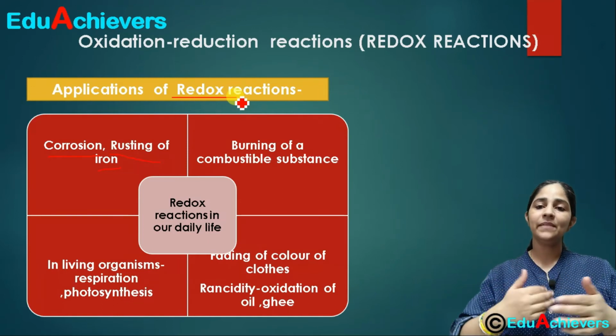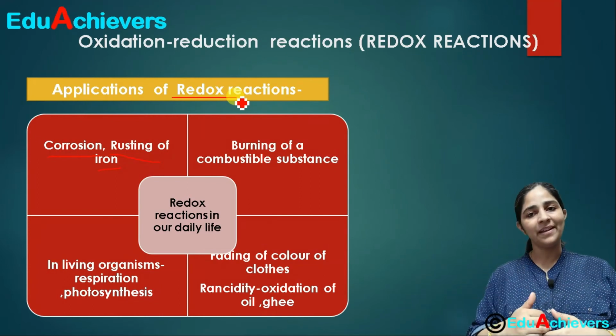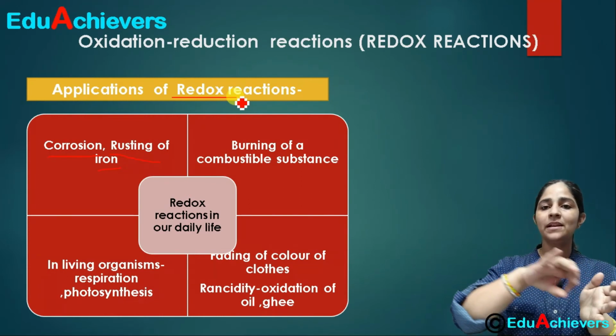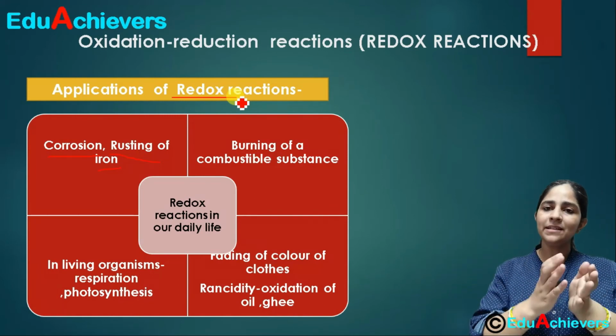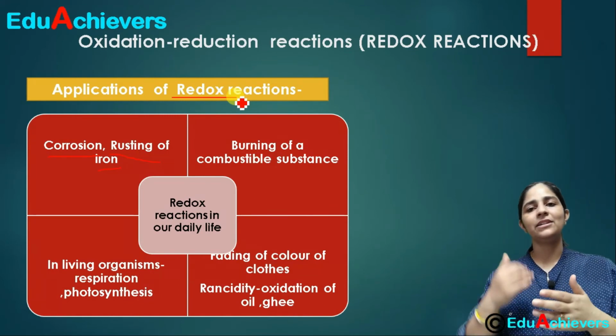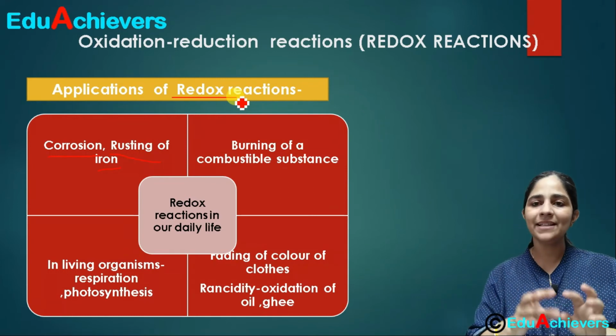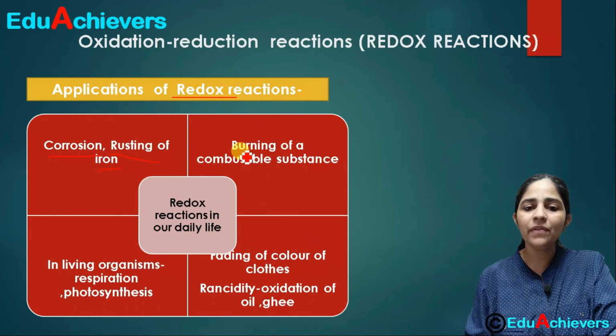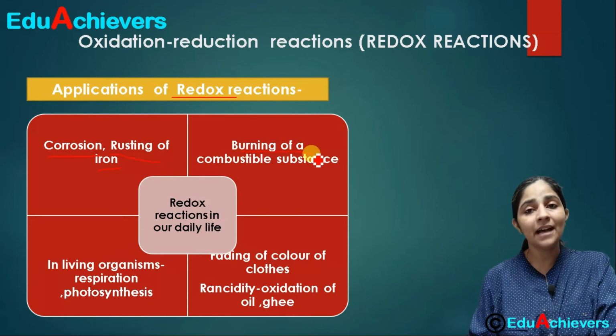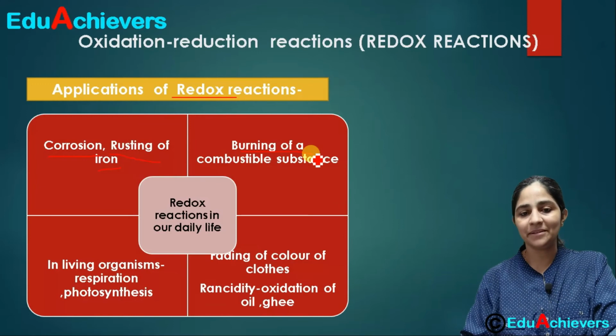One gives away the electron, the other receives the electron. From one component the oxygen is removed, the other attaches with the oxygen. From one component the hydrogen is removed, the other attaches with the hydrogen. So these both reactions take place together. Fine. And the next thing is whenever burning of any combustible substance takes place, that is also a redox reaction.